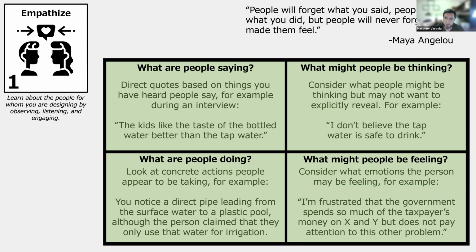And this is the one that can be the most difficult to get at. It might require an extended amount of time of getting to know people and observing, listening, and engaging, right? So maybe people are feeling frustrated about something with their local government. Maybe they're frustrated that one problem is being addressed, but not another. Maybe they feel that they're being left out in a certain aspect. So you want to pay attention again during the empathizing phase to what people are saying, what people might be thinking, what you see them doing, and how they might be feeling.